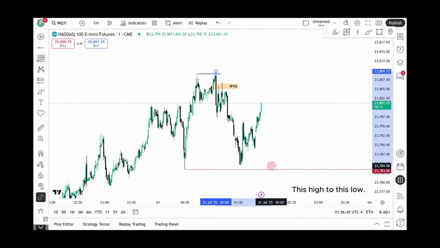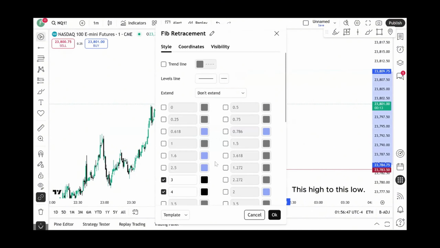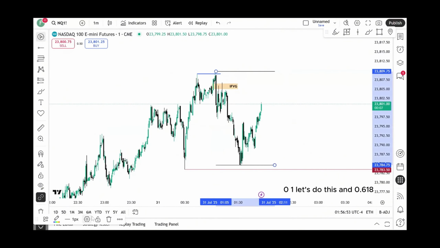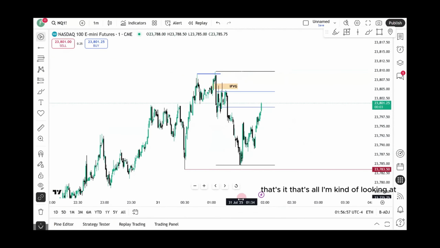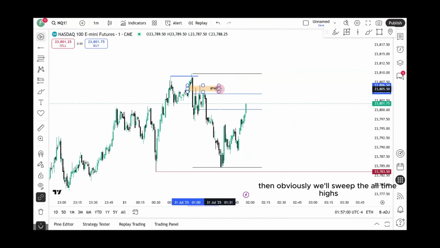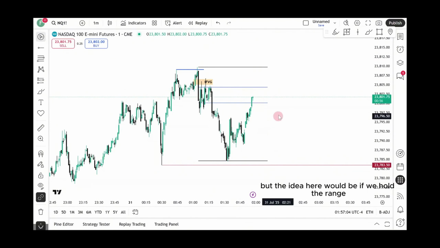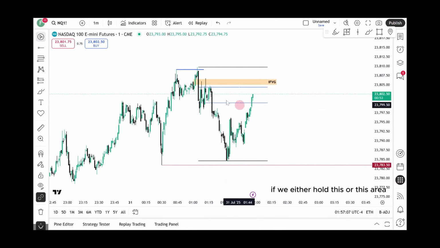High to this low. Yep. If I just mark this out, 0, 1, let's do this, and 0.618. That's it. That's all I'm kind of looking at. Like if we don't hold the range, then obviously we'll sweep the all-time highs. Then we're going to have to wait a little bit. But the idea here would be if we hold the range, if we either hold this or this area, then we look for shorts again.